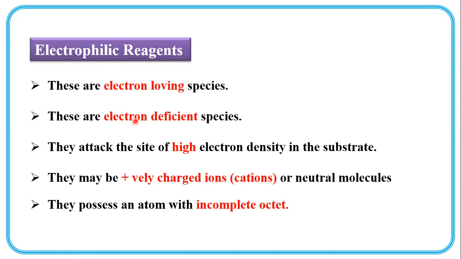So this octet takes place either by sharing electron or by transferring electron. So atoms do share or transfer electrons, and they can acquire 8 electrons in their last orbit. But some atoms have incomplete octet, though they form a stable molecule.